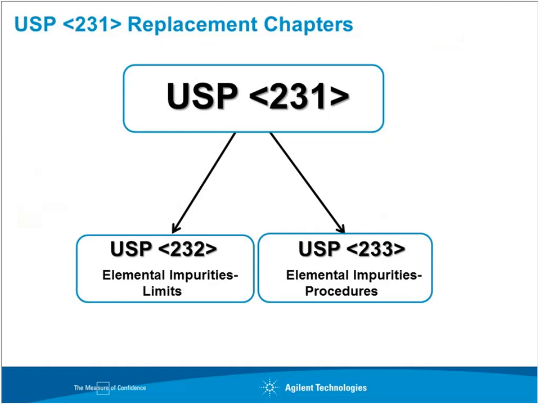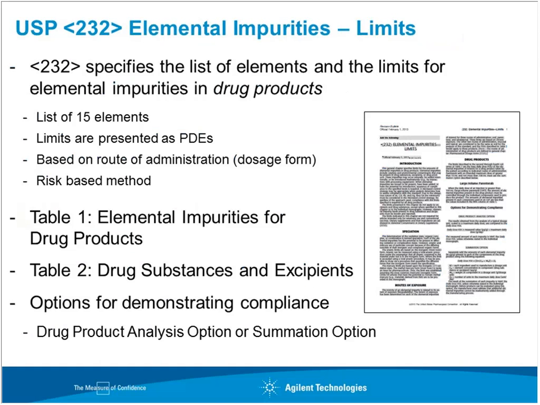So USP 231, as most people know, is being replaced by two separate chapters, 232, which addresses impurity limits, and 233, which addresses procedures for carrying out the testing. We can also see the terminology was changed from heavy metals to elemental impurities. So here we can see the official, but not yet implemented, 232.